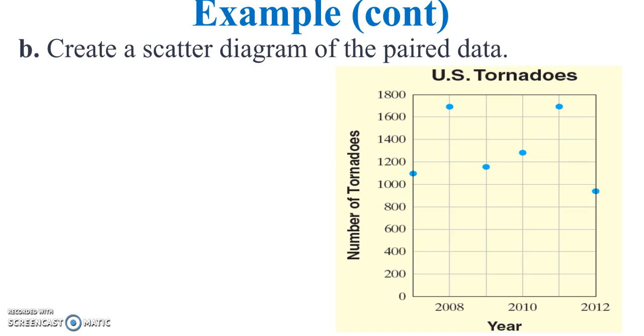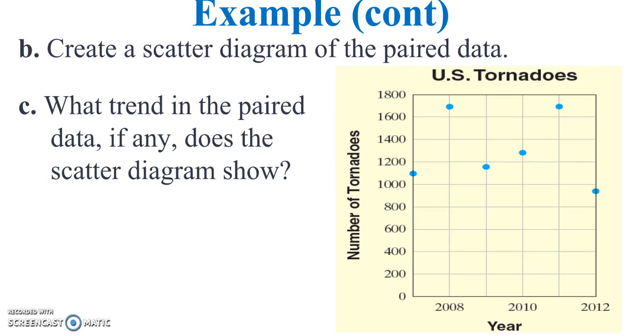Then I start plotting, all right? So I plot all I know. So I knew that in 2008 I had roughly 1,700, so I put the dot there, and I just roughly go. So then I need to figure out if there are any trends.